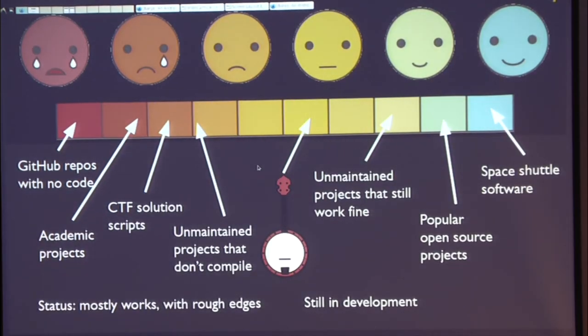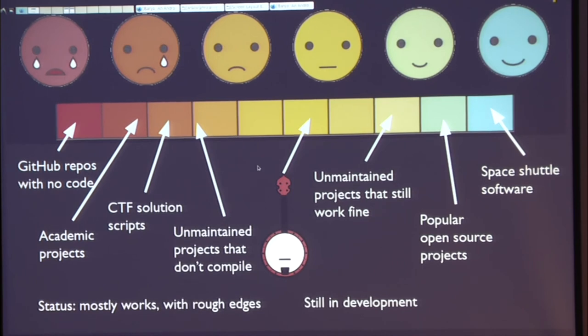This is my how-the-code-makes-me-feel scale. On the left, with two tiers, are GitHub repos with no code in them. And I don't know if you've experienced this, but if you're looking at a README and you think, wow, this is really cool, I can't wait to use this, and you scroll up and you see that there's no code in the repo, this was an aspirational README. That's two tiers. And on the right, there's Space Shuttle software, which makes me big smiley.